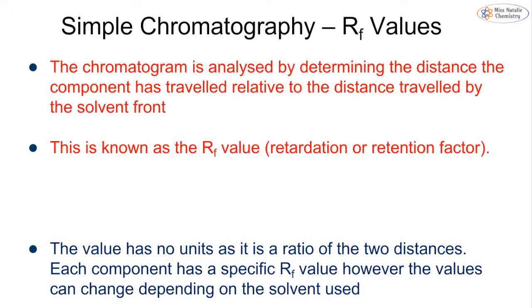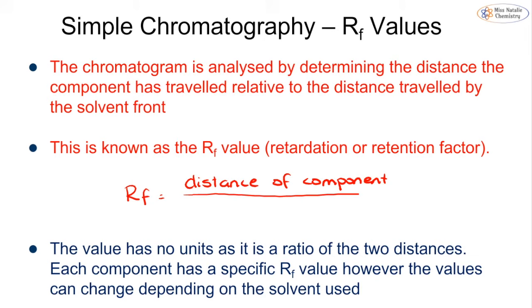Now, when we're analysing the chromatogram after this process has been carried out, we do this by determining the distance that the component has moved, or the distance of the spot, relative to the distance of the solvent front, and this is known as the RF value, or retardation or retention factor. So to calculate it, we look at the distance of the component, and generally you look at the very centre of the spot of the component, and then we divide that by the distance of the solvent front.